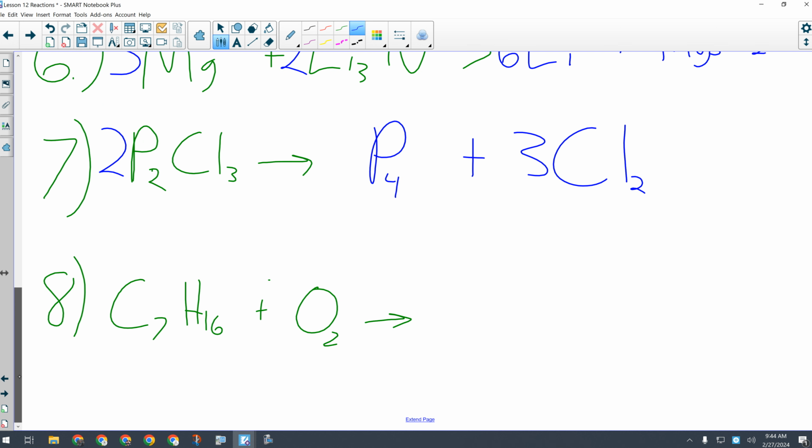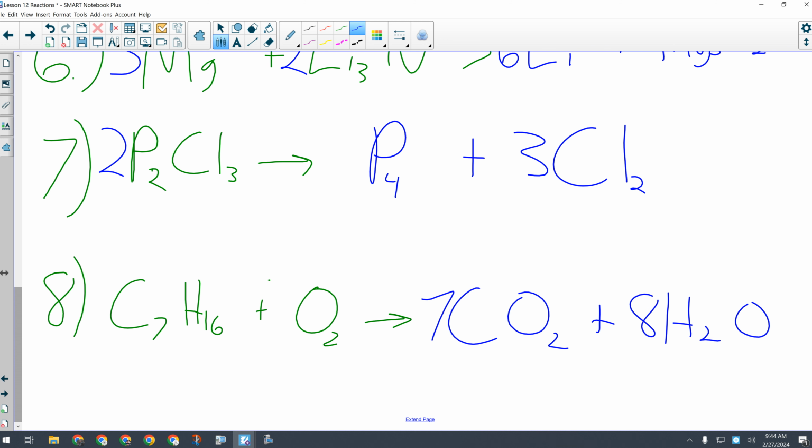And then for number 8, what kind of reaction is that? Combustion. Products of combustion are always the same 2 things, CO2 and water. And now I've got to balance it. I don't have an even number, so I can just balance alphabetically. 7 carbons, 16 hydrogens, 8 times 2 is 16. 7 times 2 is 14 oxygens, plus 8 more is 22. 11 times 2 is 22.